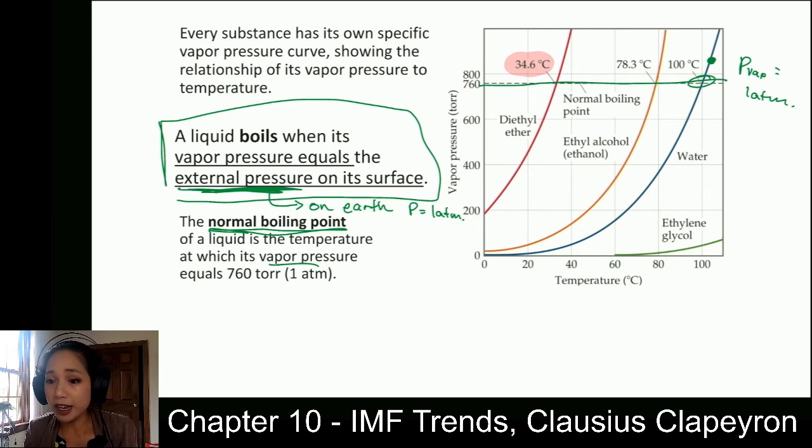So essentially there's less air in Denver, less pressure in Denver, and since there's less pressure, water will not boil at exactly 100 degrees Celsius. It'll actually boil a little bit lower, and so you have to cook your noodles longer.